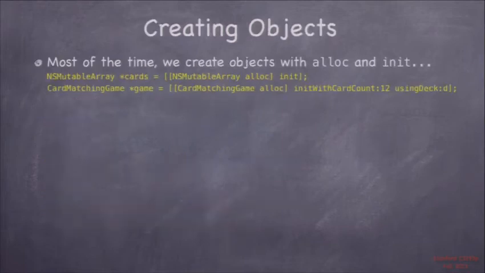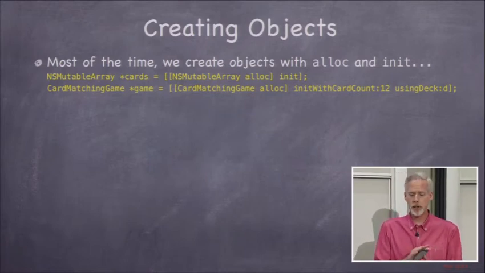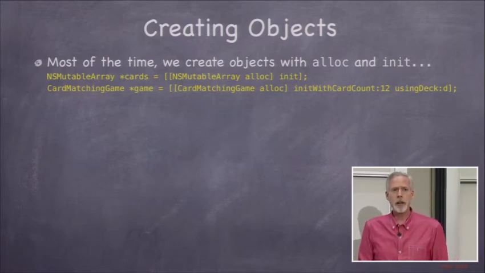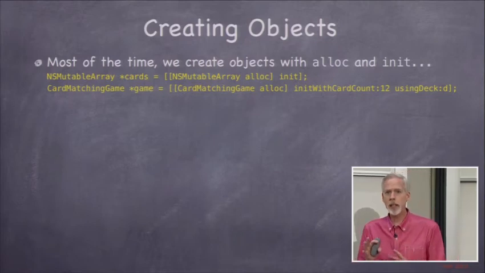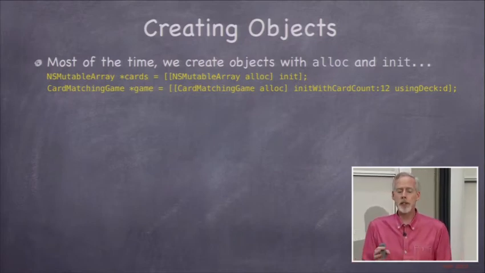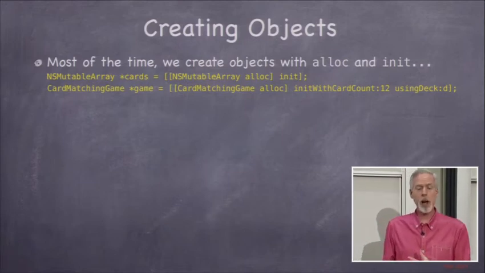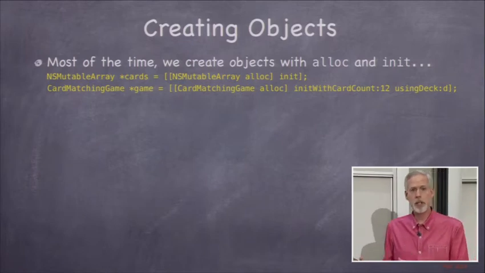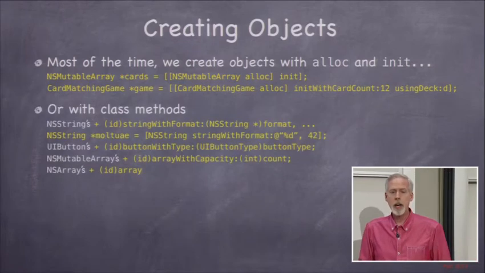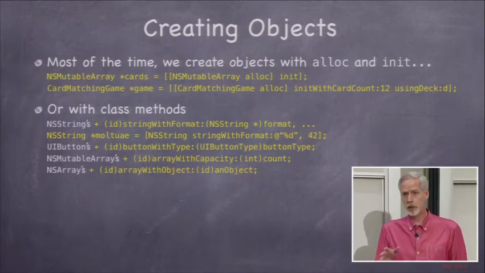Let's talk about creating objects. A few of these things are pretty obvious, I hope, but I just want to put them on slides so that you have them in writing here. You know that most of the time when we create objects in the heap, we do it with this alloc init business, right? So sometimes the init is just init, like NSMutableArray alloc init, and sometimes it's a more complicated init, like we had with our card matching game, initWithCardCount:usingDeck:, so that you're used to that. And you've also seen us create objects in the heap using class methods, like stringWithFormat.